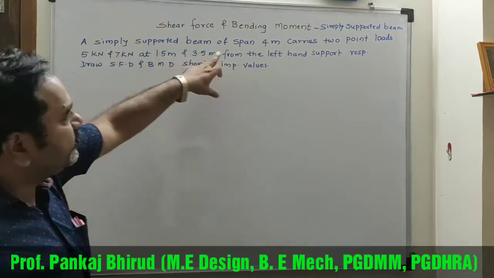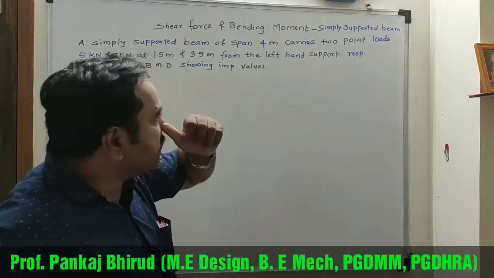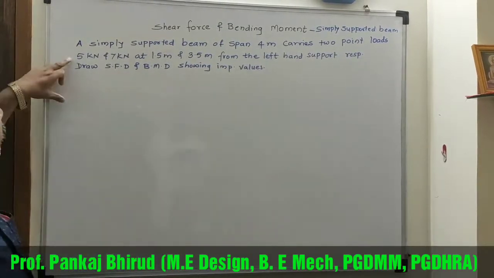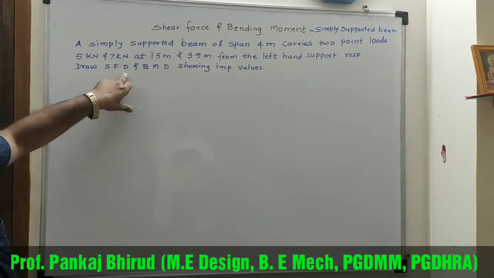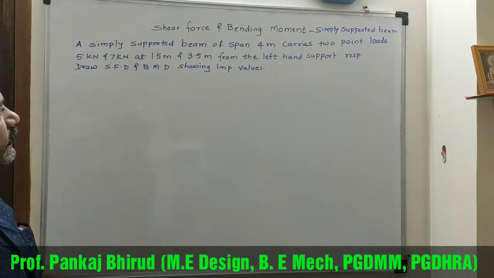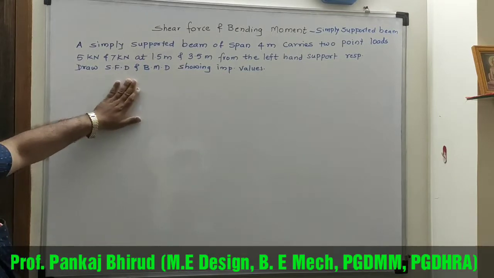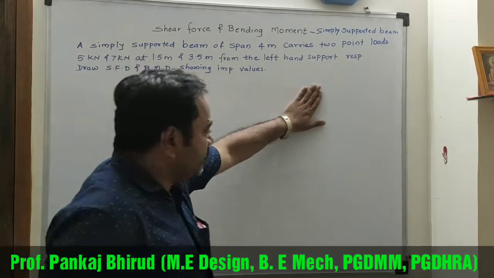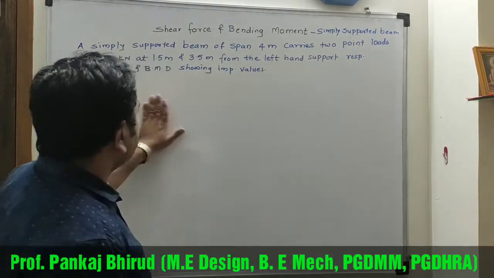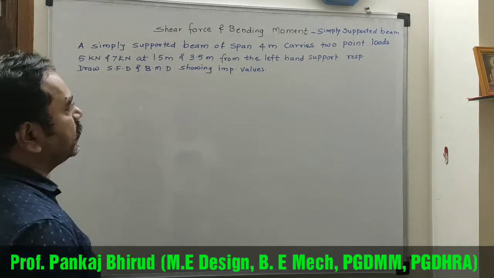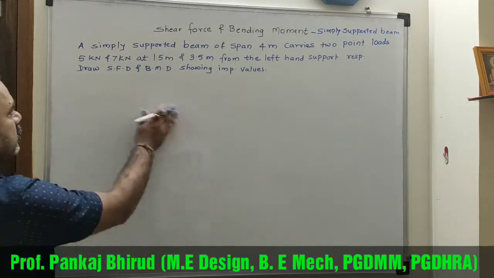A simply supported beam of span 4 meter carries 2 point loads 5 kN and 7 kN at 1.5 meter and 3.5 meter from the left hand support respectively. Draw SFD and BMD showing important values. So first of all, we draw a figure with point loads.